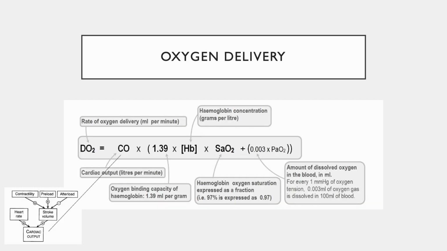Next, looking at oxygen delivery. Global oxygen delivery is determined by the following equation shown on this slide, of which the main components are cardiac output, hemoglobin, as well as oxygen saturation. The determinants of cardiac output can be further broken down into heart rate and stroke volume, where stroke volume is determined by contractility, preload, and afterload.